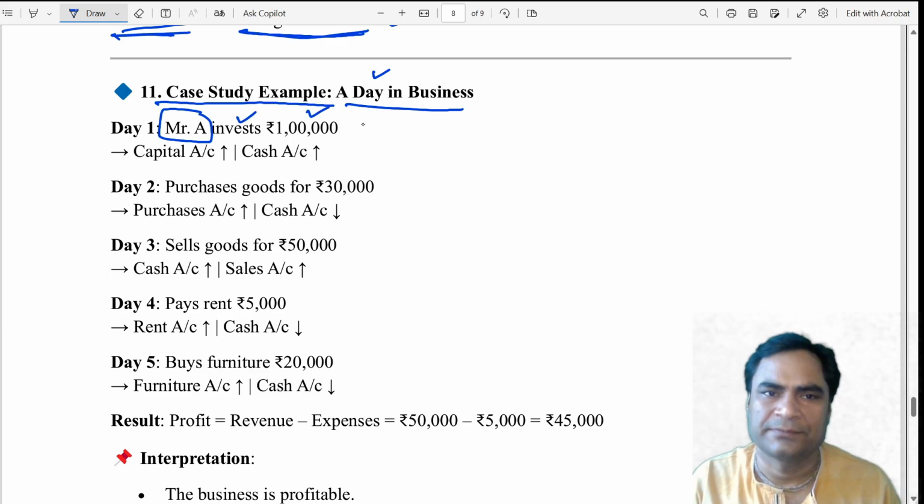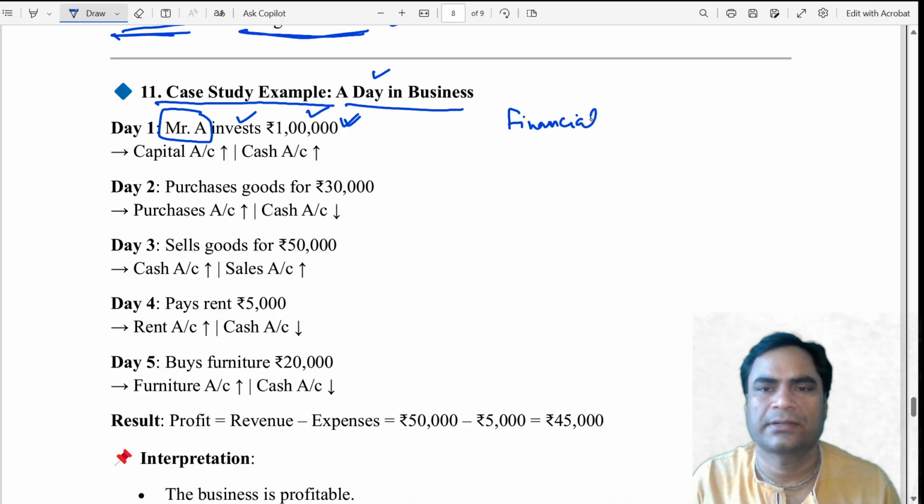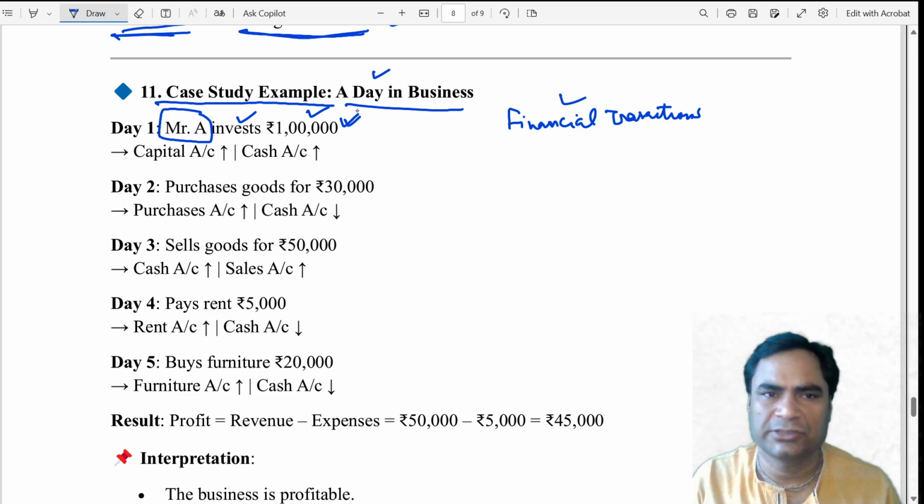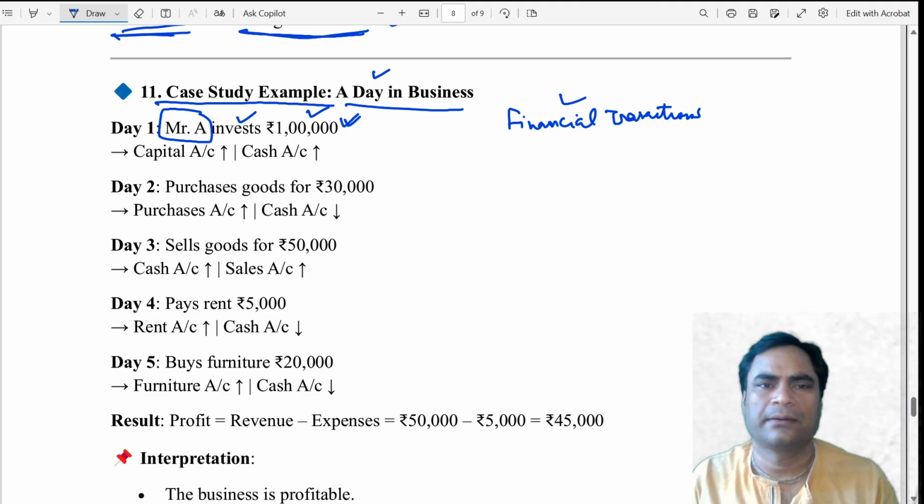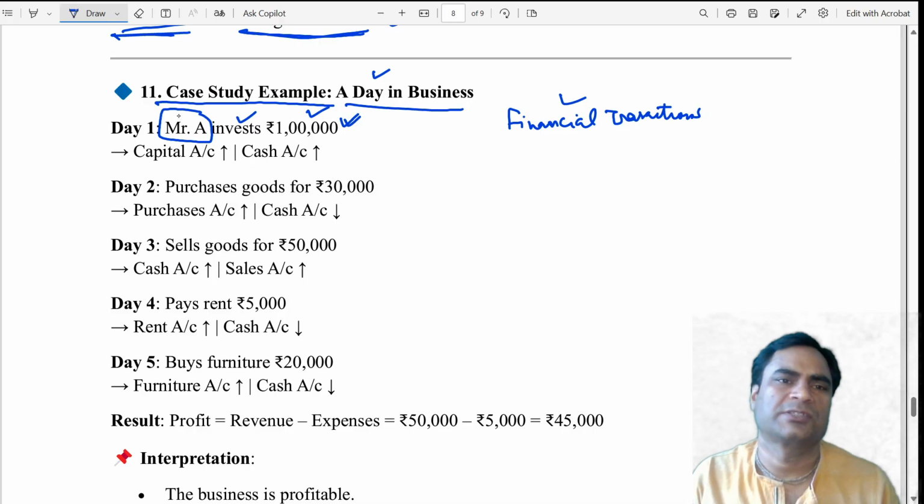So what is happening here in this transaction? Money is involved since 1 lakh is coming into the business. So because the money is involved, this transaction would be known as a financial transaction, right? So first of all, we have already discussed that only the financial transactions are recorded. So this transaction is financial because it is involving money, rupees 1 lakh, which is being brought in by the owner, Mr. A.